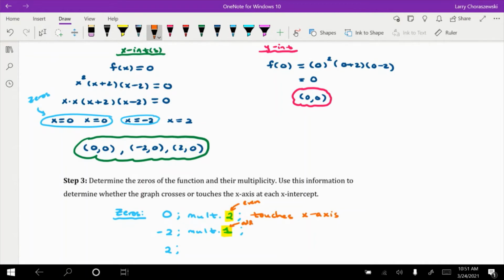So Isabel, you want to redeem yourself here? What's the graph going to do at -2? Going to touch or cross? Going to cross. You got it. Yep. So I'll say cross x-axis. And then +2 shows up 1 time, multiplicity of 1. And as we just wrote down, the graph should cross the x-axis at that x-intercept.